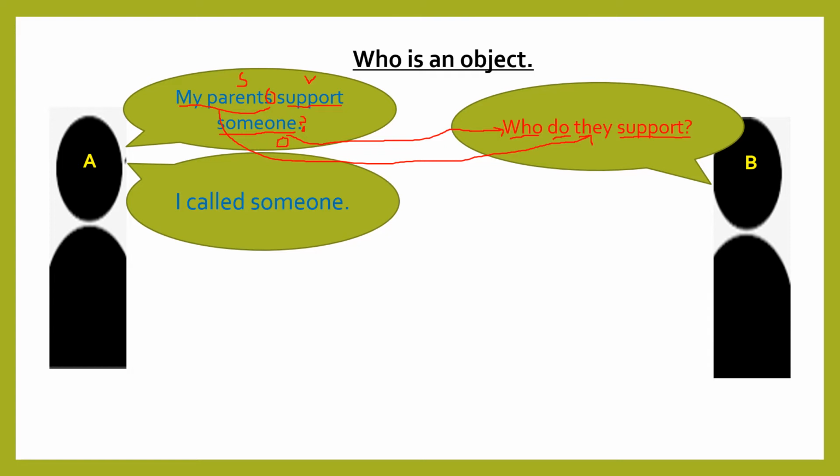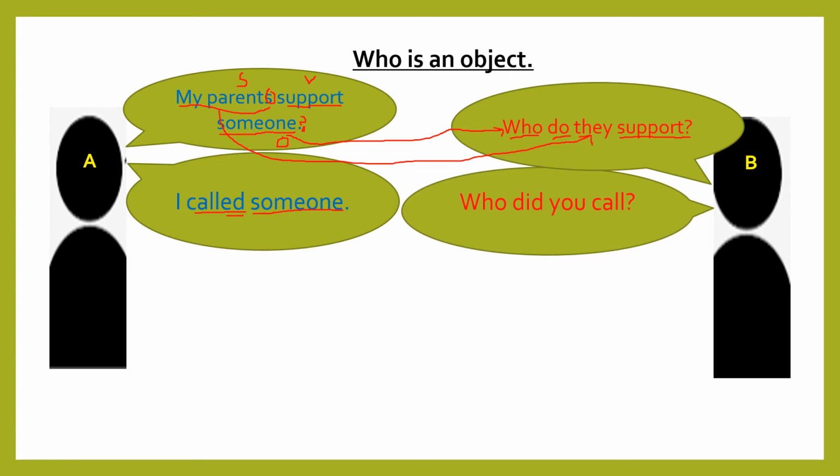Now A says, I called someone. I, subject, called, verb. Someone is an object. And also let's look at called. The verb is the past tense. So someone becomes who. For the past tense called, we need to have did. And then I becomes you. And then we have the infinitive call. So, who did you call? A says, I called someone. And B asks, who did you call?